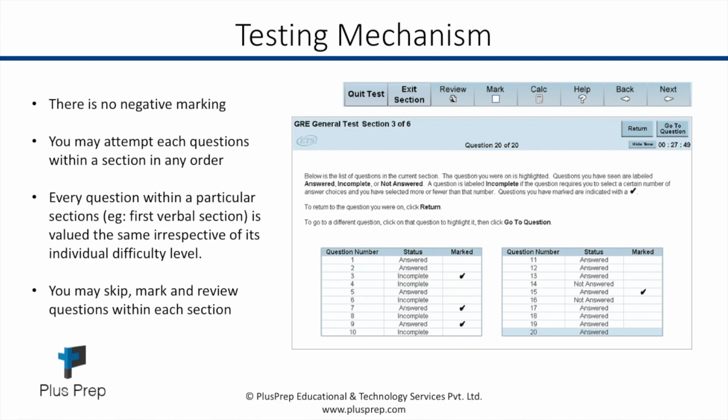You can also use something called a mark button. There's a mark button available that you can use to mark questions that you want to come back to later. This helps you manage time more effectively. So to reiterate, you may attempt each question within a section in any order. Every question within a particular section is valued the same irrespective of its difficulty level, right?